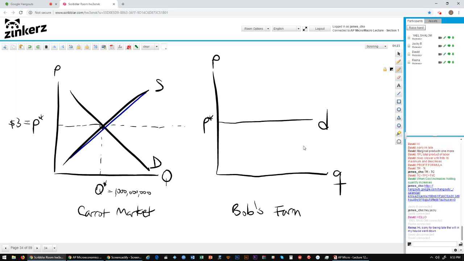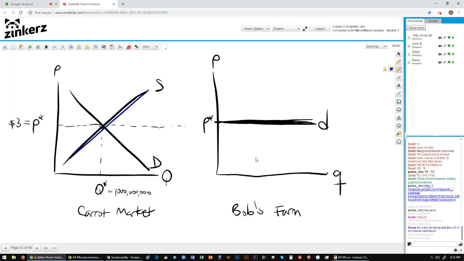What that shows you is at P star, how much quantity can he sell? An infinite amount. But what happens if Bob decides to increase price by a little bit? Then how many carrots does he sell? None. He lost that infinite demand. That shows you the price elasticity of demand is infinite, which means we have a perfectly flat demand curve, we have perfectly elastic demand. Remember, it kind of sort of looks like an E.